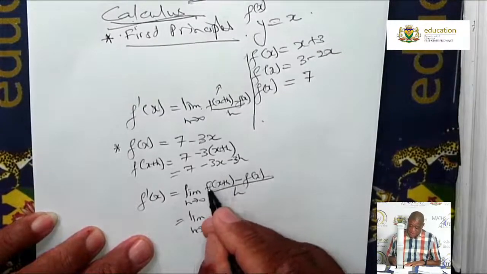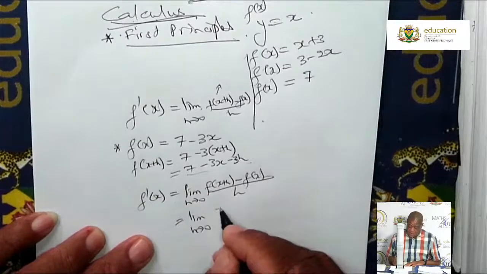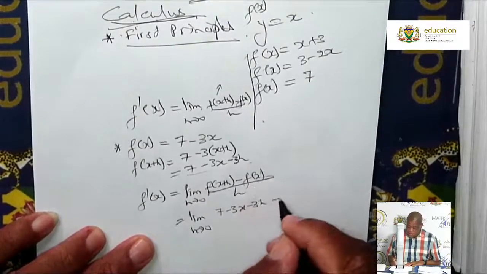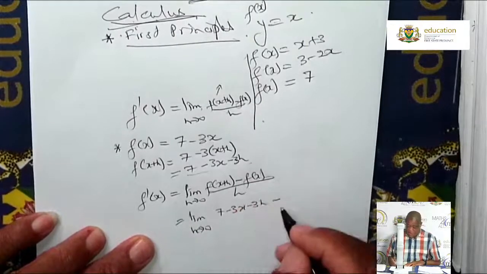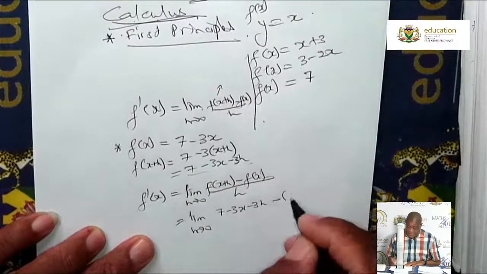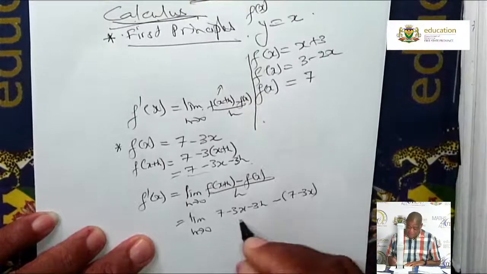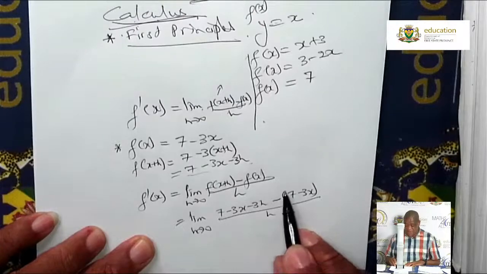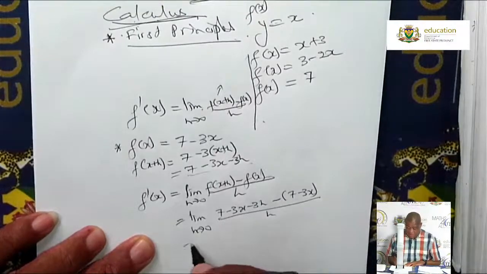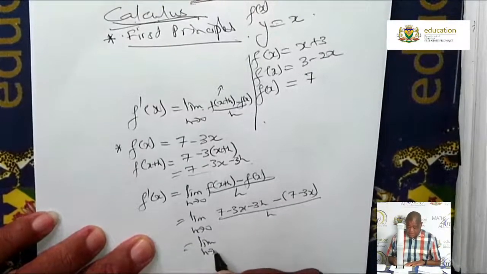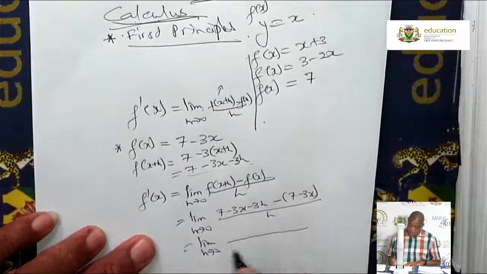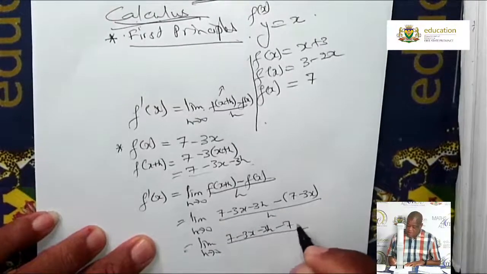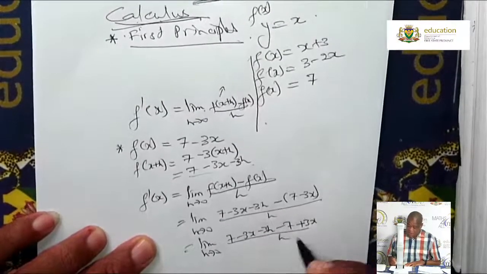Now what is the f at x plus h? Write what you got over there: 7 minus 3x minus 3h. Subtract. What are you subtracting? F at x. What is our f at x? As it's given, 7 minus 3x. That's all over h. It's very wise to put brackets there, or else, if you don't put brackets, make sure that you have multiplied by that negative already. The limit as h approaches 0 of 7 minus 3x minus 3h minus 7 plus 3x, all over h.